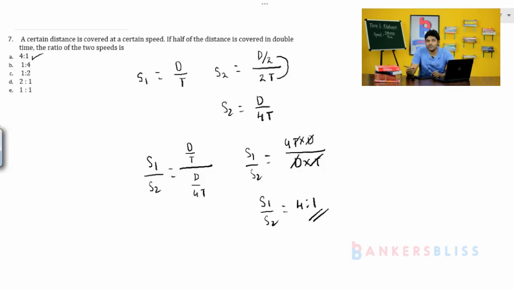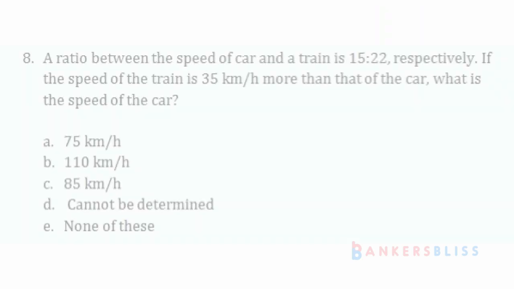See here, the problem is very simple. They are asking us to calculate the ratio of two speeds. So, what we know, S1 is equal to distance by time, that is the formula. Next, the condition they have given, second speed, half of the distance in double time. According to the condition I have written in the formula. Next, S1 by S2, that is d by t whole divided by d by 4t. So, after simplification I got 4:1, that is option A.